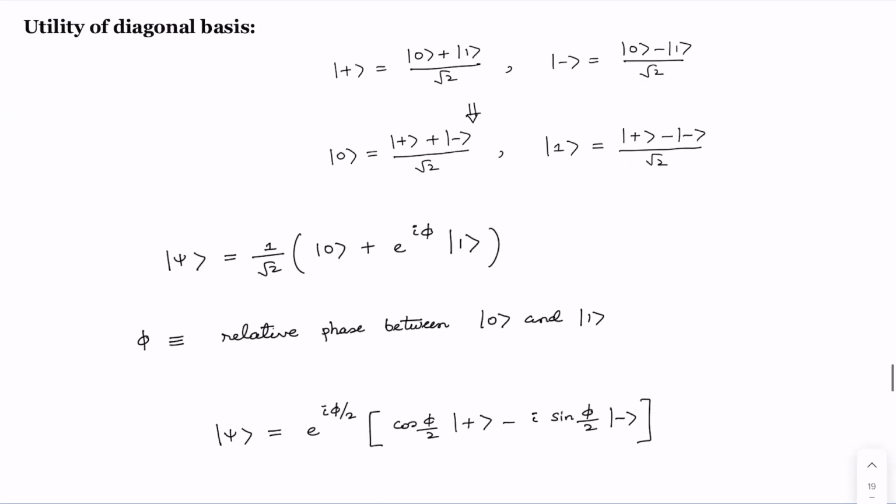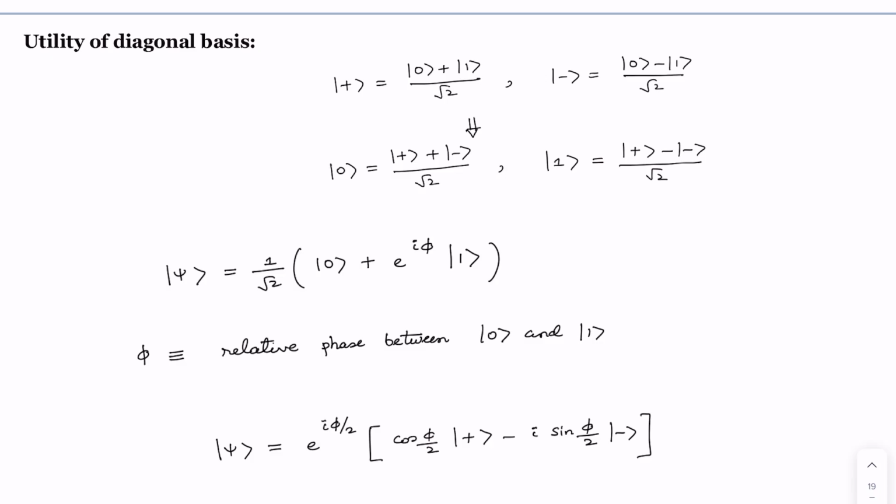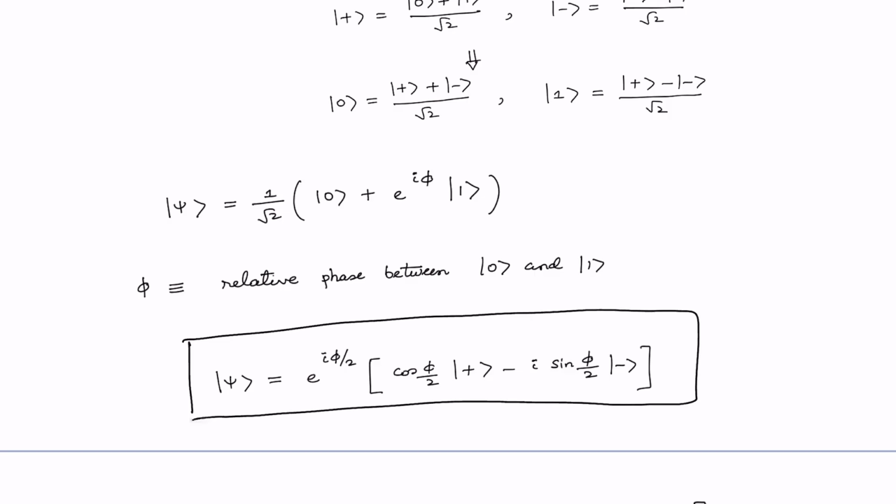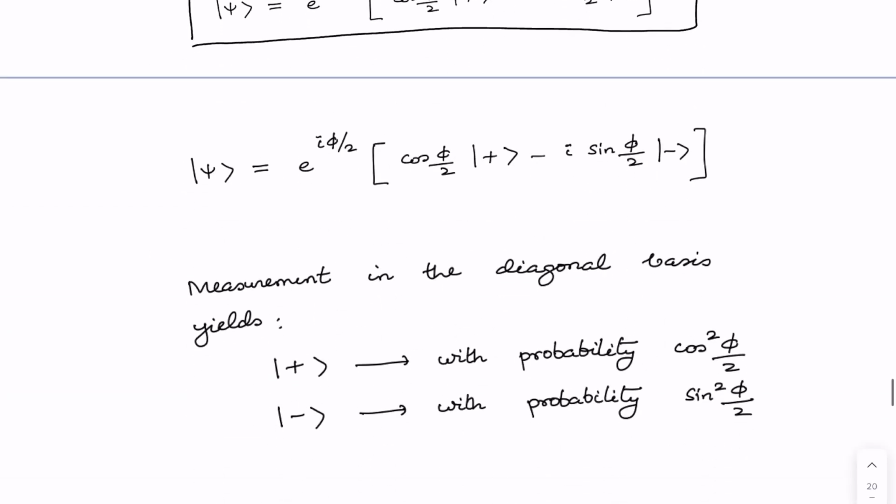Now, the utility of the diagonal basis is that we can actually get the information about the phase between the states K0 and K1 if we work in the diagonal basis. If we make a measurement in the diagonal basis, that gives us the information about the phase between the two states, K0 and K1. If we work in the computational basis, then we are going to lose the information about the phase between the two states K0 and K1.